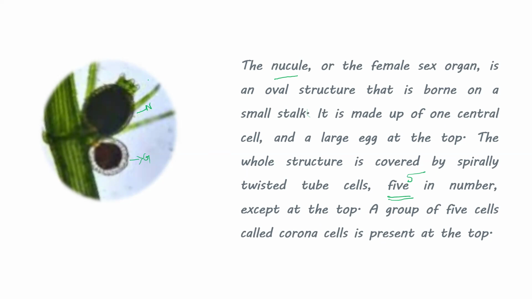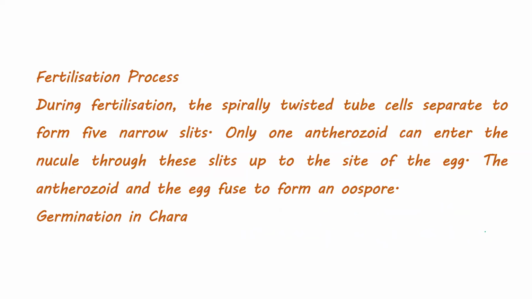Now see, this part is the corona. Corona means not the coronavirus, it is the crown. A group of 5 cells called corona cells are present at the top. It is a crown-like structure present at the top. Now coming to the fertilization process, what happens here? During fertilization, the spirally twisted tube cells separate to form 5 narrow slits. Only one antherozoid can enter the nucleus.